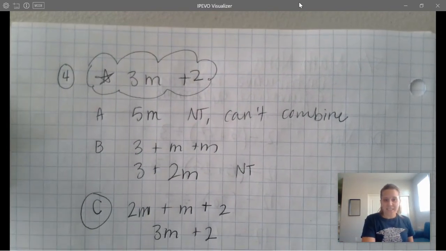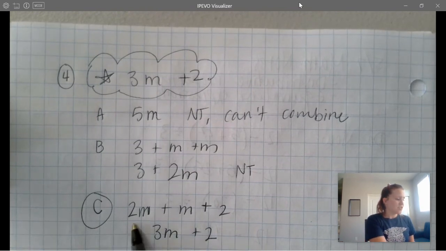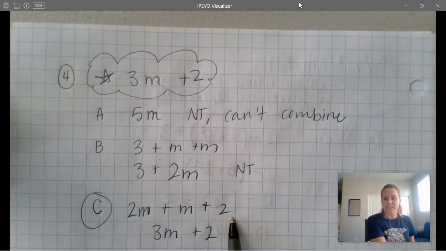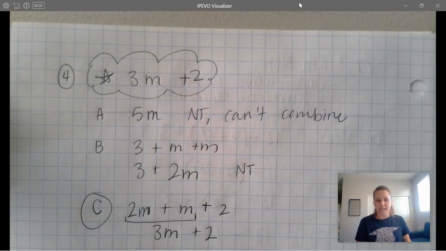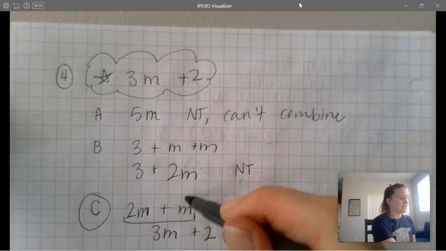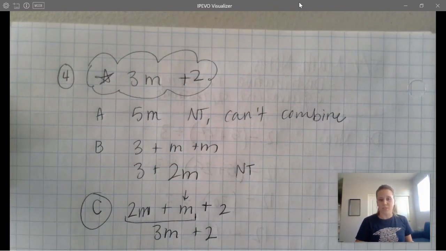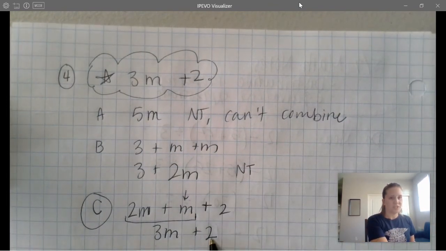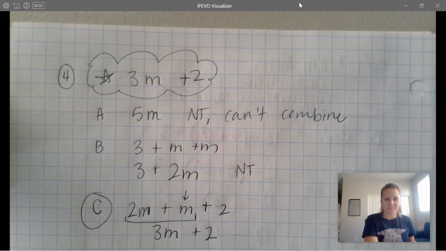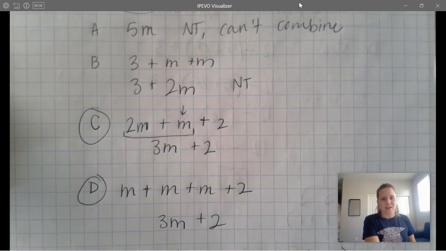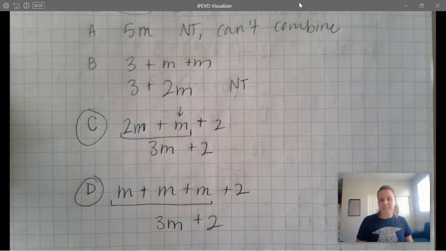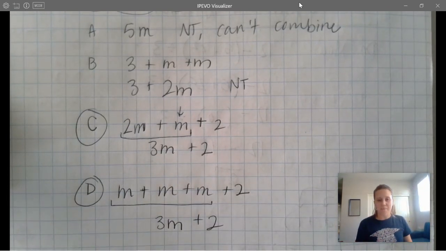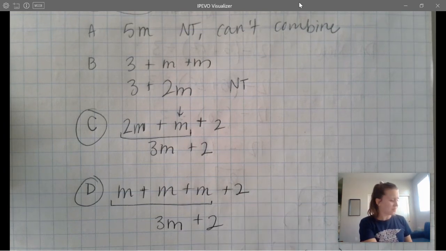I did find that C was a correct answer. 2m plus m plus 2. I went ahead and simplified by combining these like terms together. 2m and this is 1m equals 3m. 3m plus 2, yes, that matches my original. Answer choice D, I also found to be correct. I see these like terms here. M plus M plus M is 3M plus 2, my constant term. That does match my original.